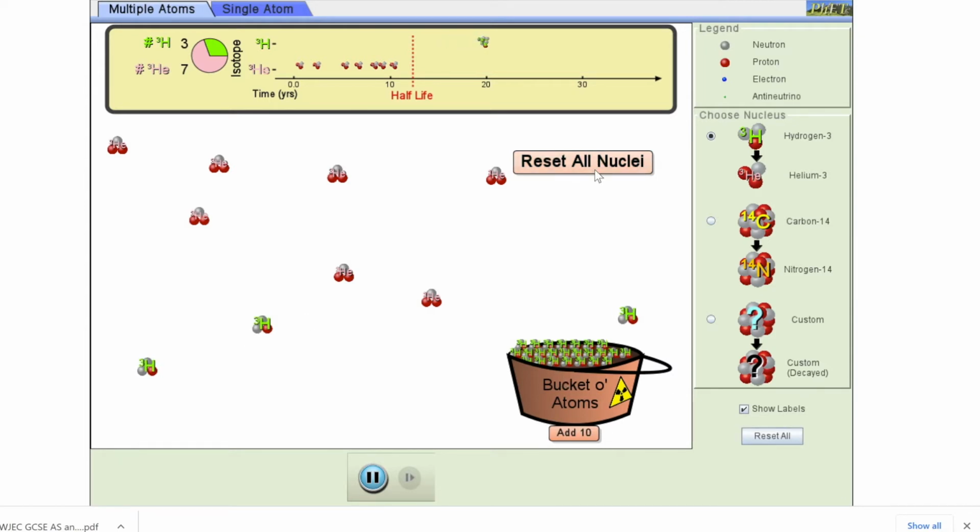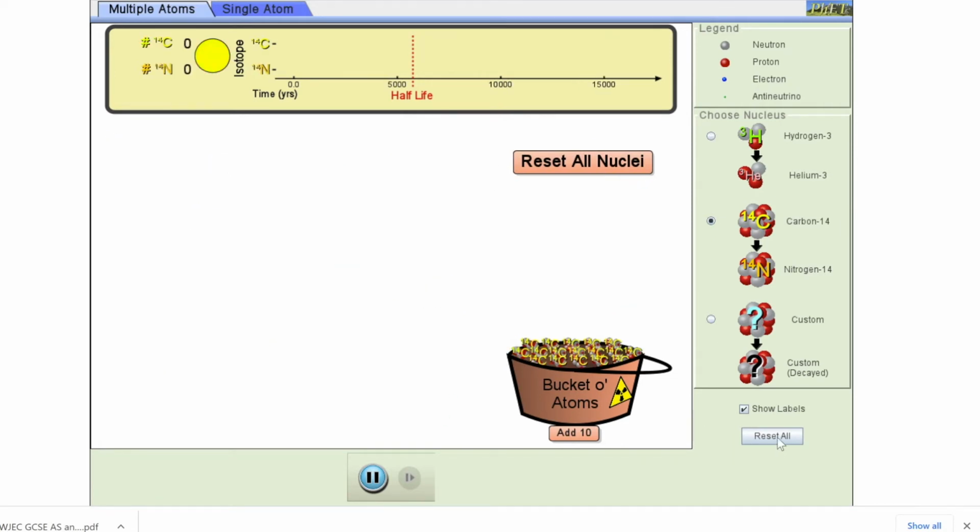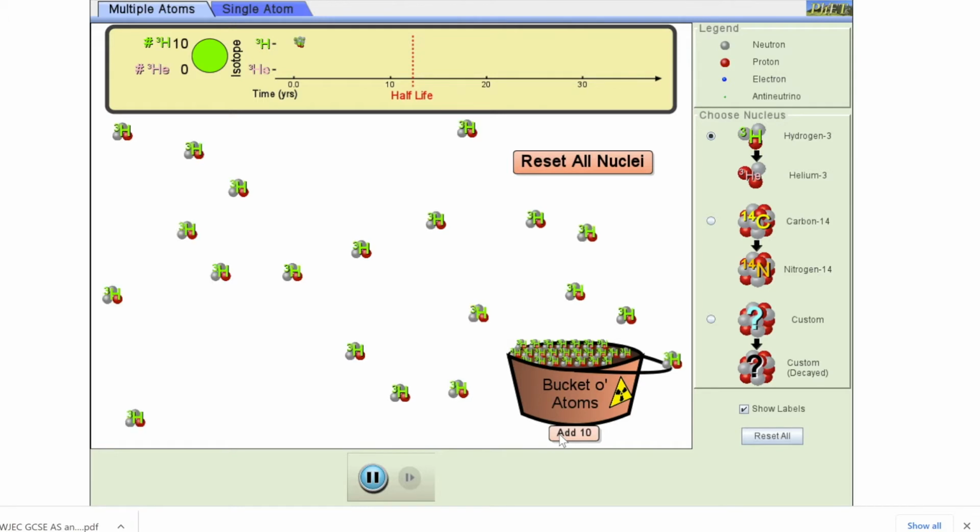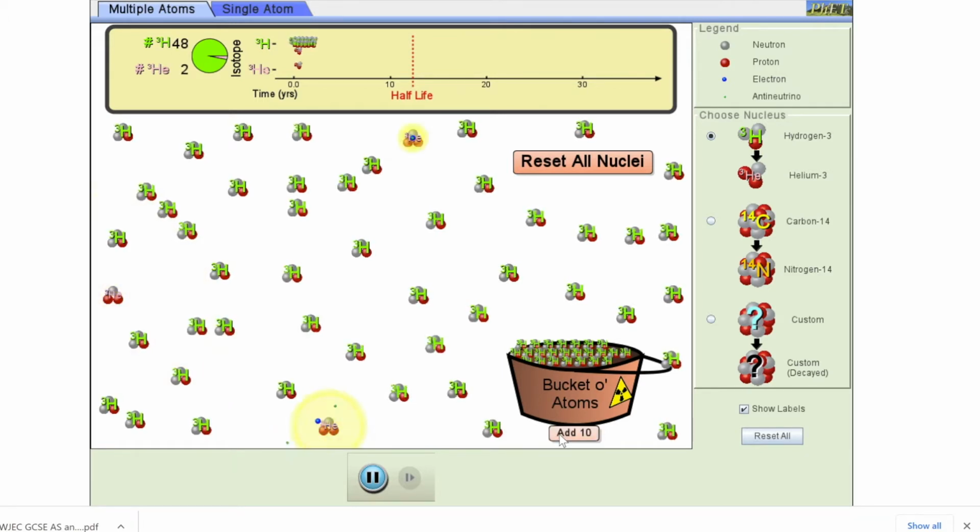I'm going to reset again, and this time I'm going to choose carbon atoms, reset all nuclei. Yes, please, reset them all. And I'm going to add in 10, 20, 30, 40, 50, 60. Watch this.